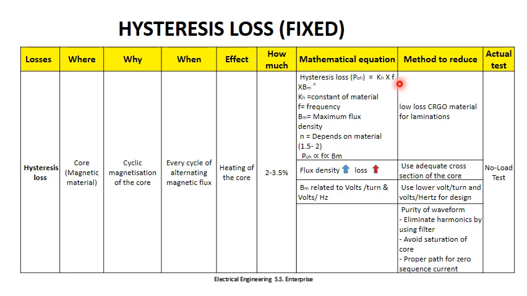How to reduce hysteresis loss? By using low loss CRGO material for the laminations. Use adequate cross section of the core. Use lower volts per turn and volts per hertz during design. Maintain purity of waveform; eliminate harmonics by using filters. Avoid saturation of the core. Provide a proper path for zero sequence current. By a no-load test, we can measure hysteresis loss.